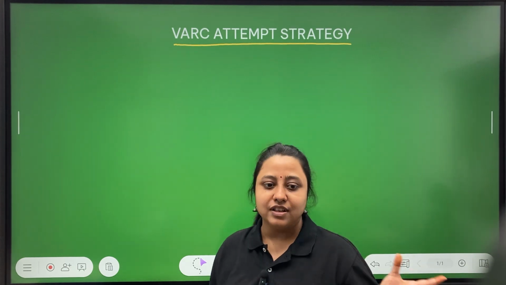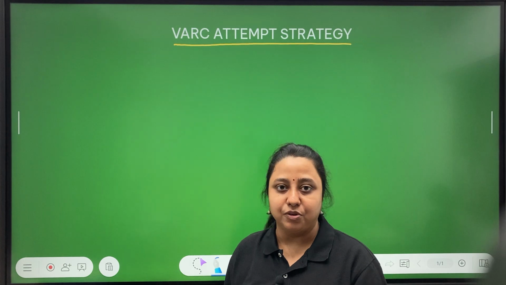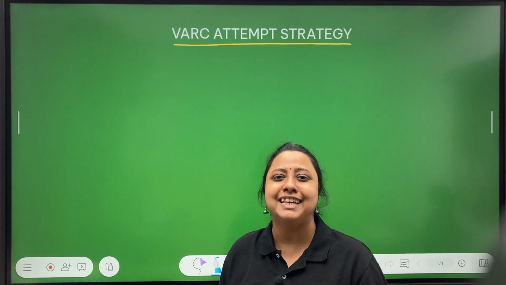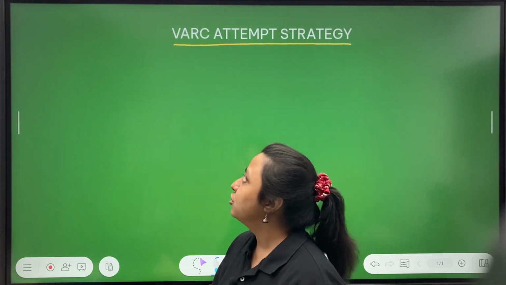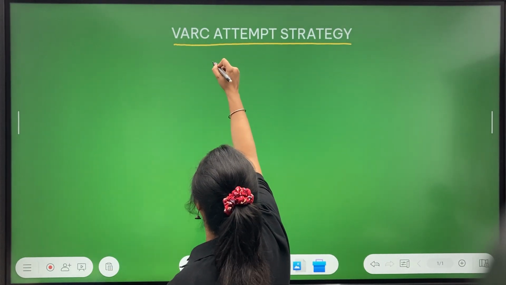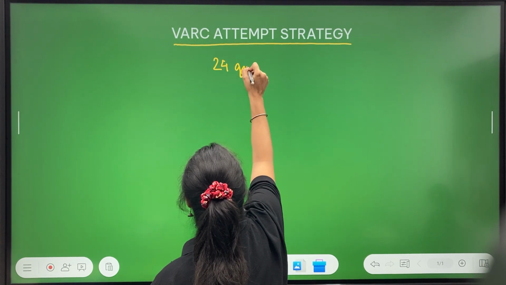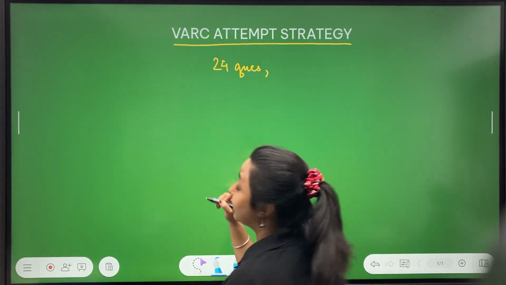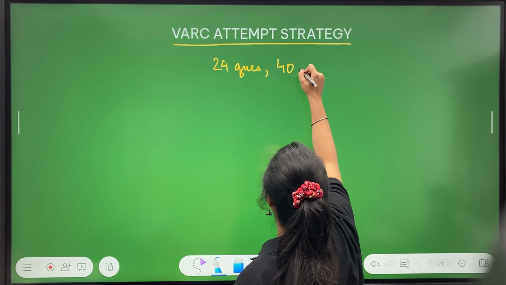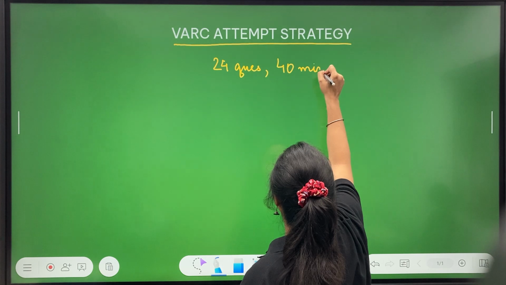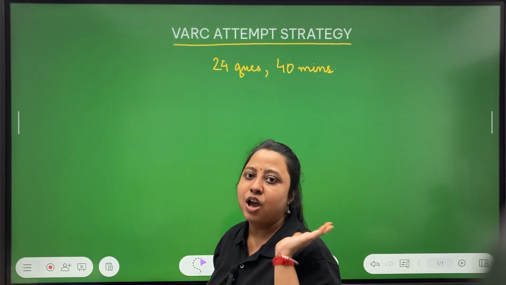Before we discuss how to attempt the section, let us understand the pattern of the paper. I'm taking the most recent CAT paper as reference, CAT 23. So how many questions did we have in the VRC section? We had 24 questions. And what was the time that we had for this particular section? We had 40 minutes. We had 24 questions and 40 minutes.